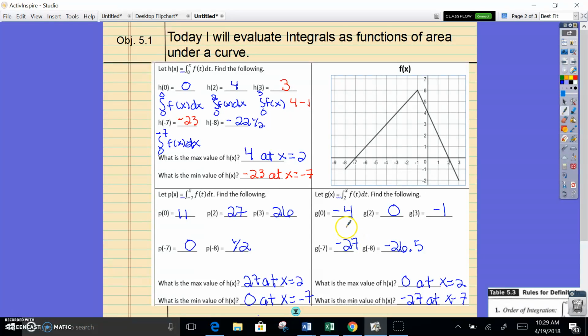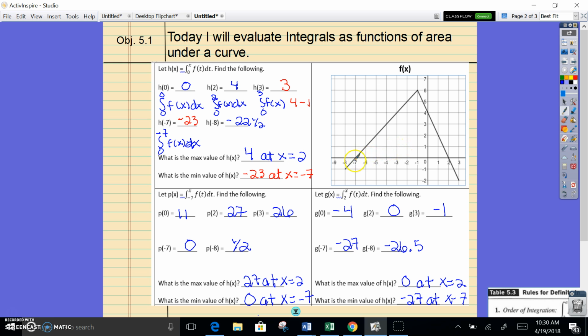I do want to go over this question here. What is the min value of h of x for this function? If I start at negative 7 and I move to the right, all of this area is going to be positive, right? And then a little bit of negative, but in reality, I'm going to have a lot of positive area.